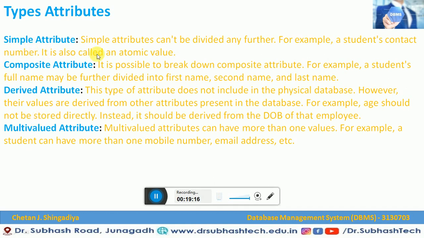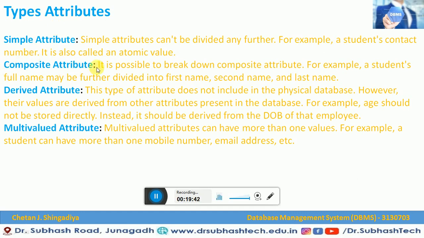Now simple attribute. What is a simple attribute? A simple attribute cannot be divided any further. For example, a student's contact number is an example of a simple attribute. It is also called an atomic value. So this is an example of a simple attribute.